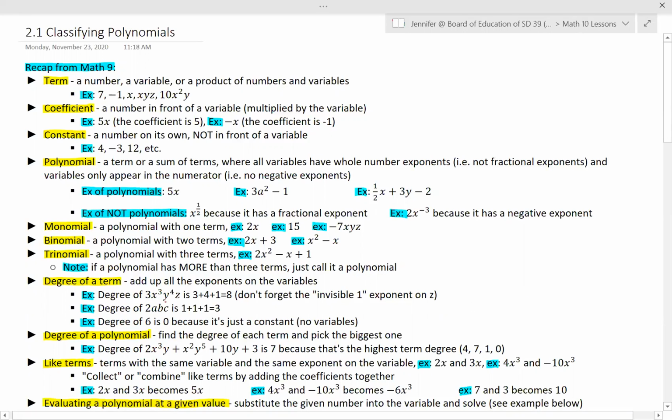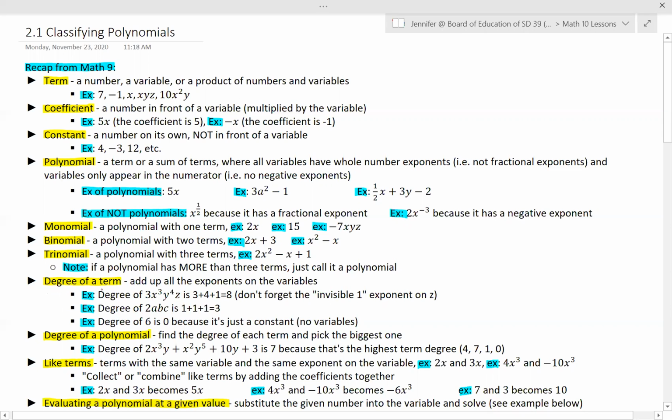For 3x cubed y to the 4th z, to get the degree, you just add up all the exponents on the variables. So 3 plus 4 plus 1. Don't forget the invisible 1 exponent on z. Although there's not a 1 written there, it's to the power of 1. So don't forget it. Next example, abc. Technically, there's no exponents visible, but they each have an exponent 1. So the degree of this term would be 3. And the degree of a constant or a number on its own is just 0 because there's no variables.